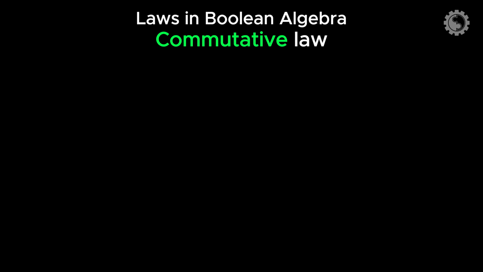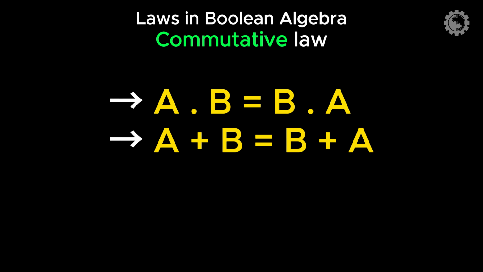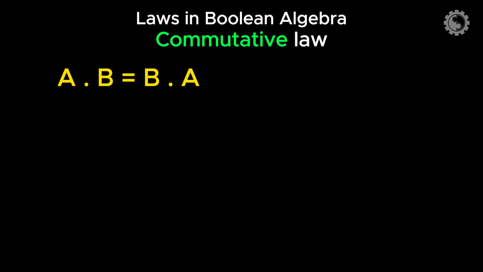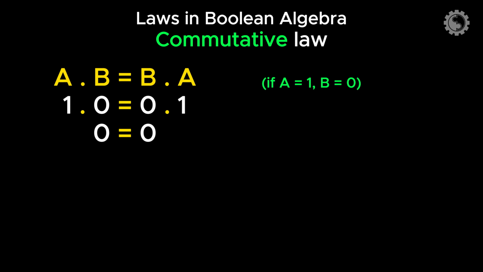Next, commutative law. Commutative law states that changing the sequence of the variables does not have any effect on the output of a logic. Thus A dot B equals B dot A. A plus B equals B plus A. In A dot B equals B dot A, if we give A as 1 and B as 0, the AND operation gives the result as 0 is equal to 0. Here LHS is equal to RHS.